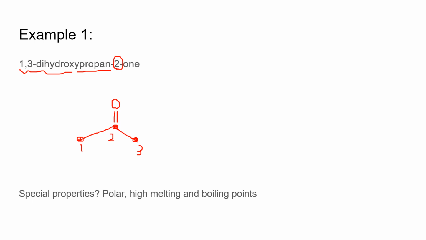So hydroxy is just another name for alcohol, and we know alcohol is represented by OH. In this case, the first carbon and third carbon both have an alcohol group. So you can just draw it out: OH on the first carbon position, and a side chain OH on the third carbon position. And this is our final answer.